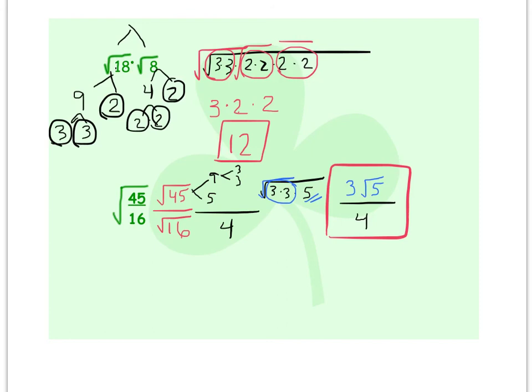Remember, we're using a factor tree to simplify the square root to a smaller radical with a whole number that we already were able to find a square root for.